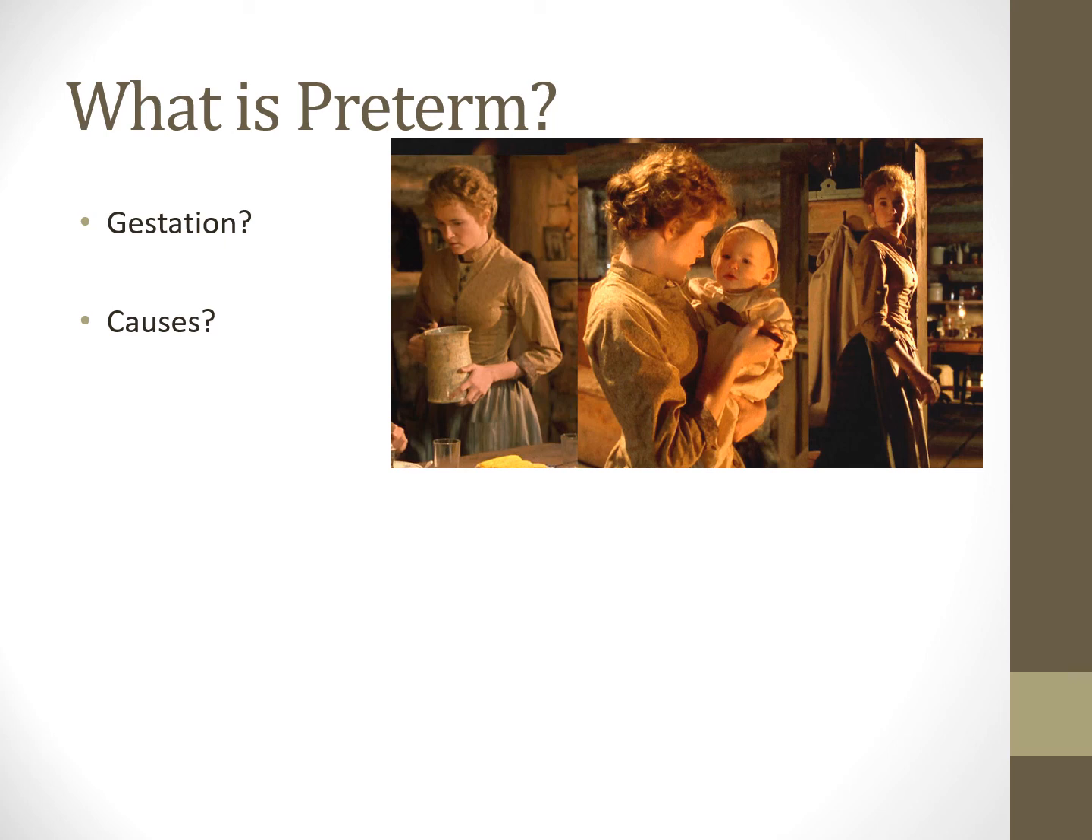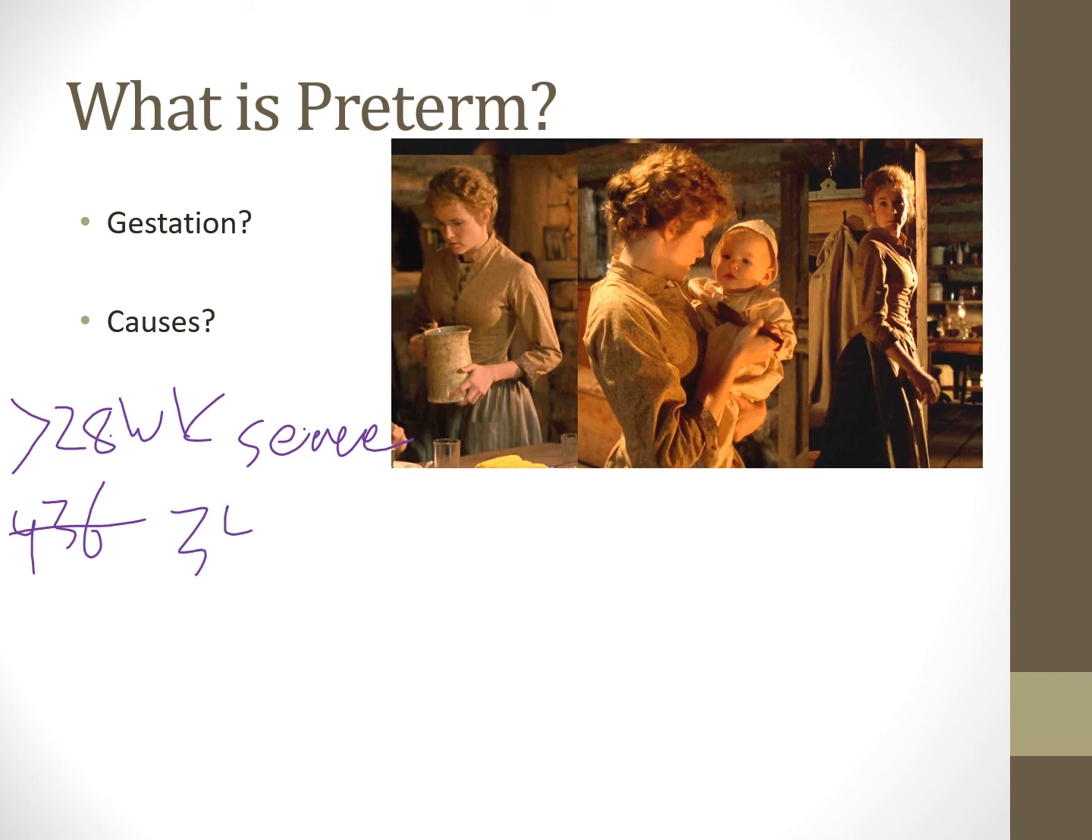Late preterm deliveries are going to be your kids that are, I think, between 34 and 36 weeks. So let me write that down. Less than 28 weeks is going to be severe prematurity. 34 to 36 weeks is going to be your late preterm.